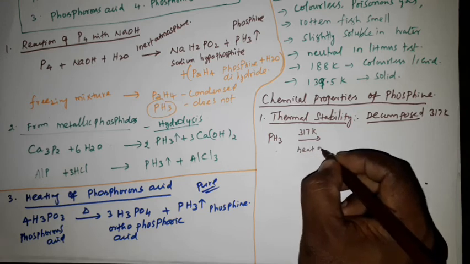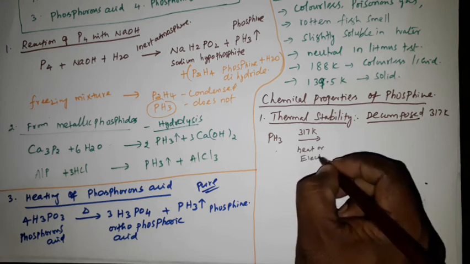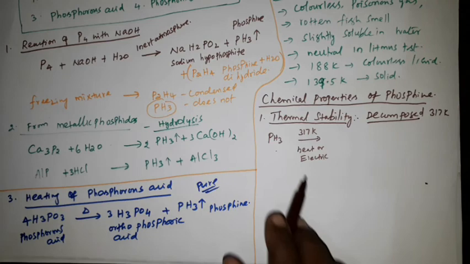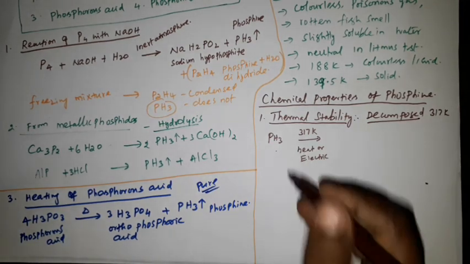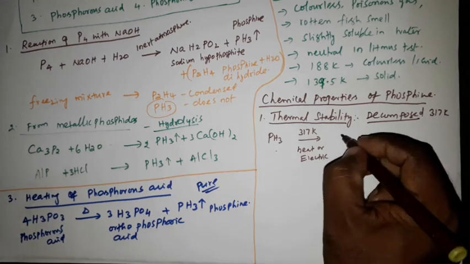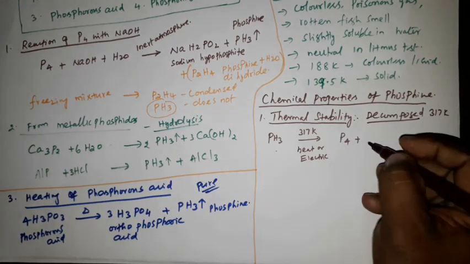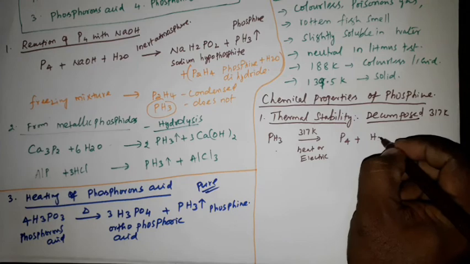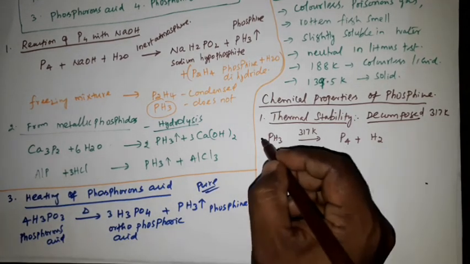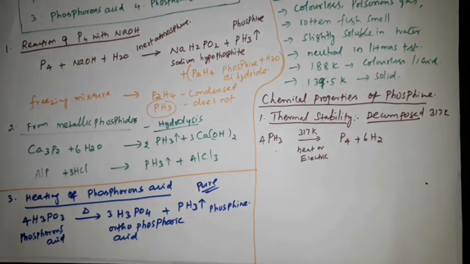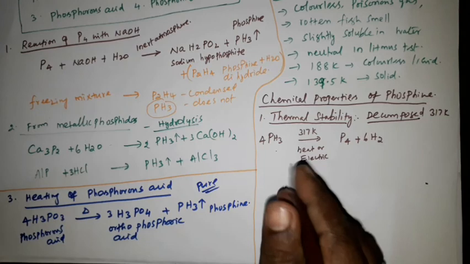Either you can heat or you can supply electric current. It will decompose into its elements, that is phosphorus P4, then hydrogen. Okay, now balance the equation. Put 4 here, then put 6 here. Now the equation is balanced. So that's all about thermal stability.